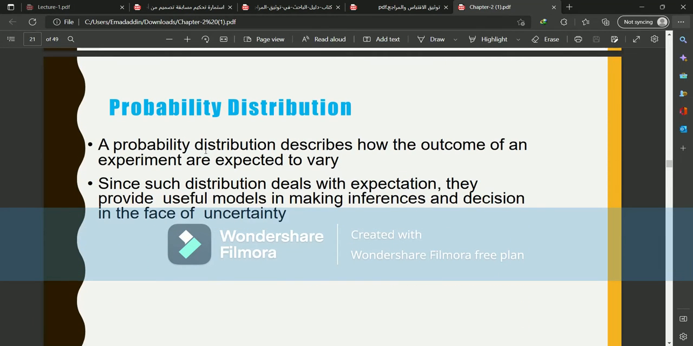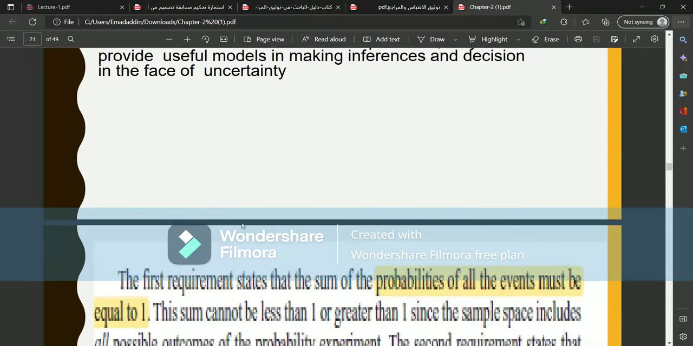Probability distribution. A probability distribution describes how the outcomes of an experiment are expected to vary. Since such distributions deal with expectations, they provide useful models in making inferences and decisions in the face of uncertainty.